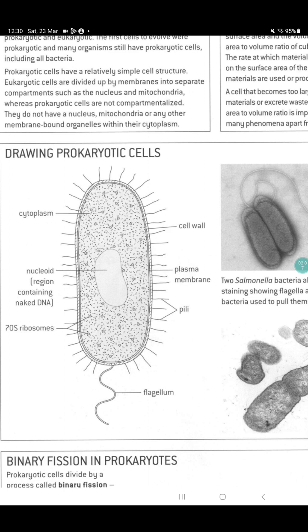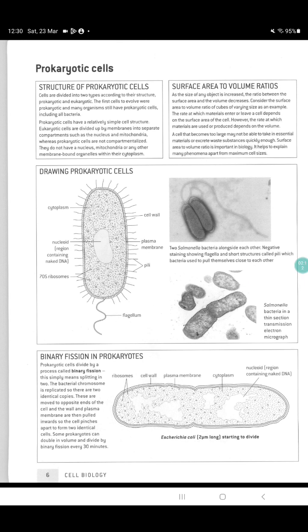Prokaryotic cells are not compartmentalized. In a eukaryotic cell you can see many compartments in a single cell, like the Golgi apparatus, lysosomes, and nucleus. But in prokaryotic cells, only simpler structures like the cell wall, cytoplasm and nucleoid are present. The nucleoid is where the DNA is present, and no clear membrane separates it from the cytoplasm.